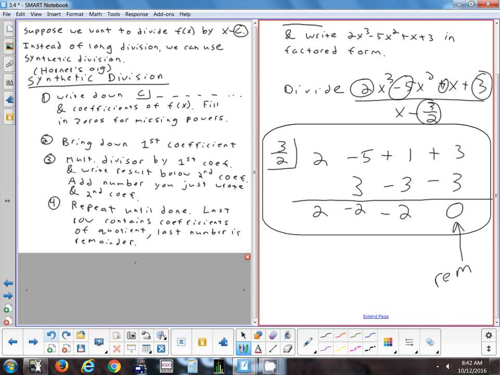The other numbers here are the coefficients of your quotient. Starting on the right side, this is your constant, this is your linear term, this is your squared term. So the quotient here would be 2x squared minus 2x minus 2. So these numbers that I'm circling right here are these numbers right here. You just have to count and figure out what's your highest power. That's your constant all the way on the right next to the remainder. Then the x term, then the x squared term.